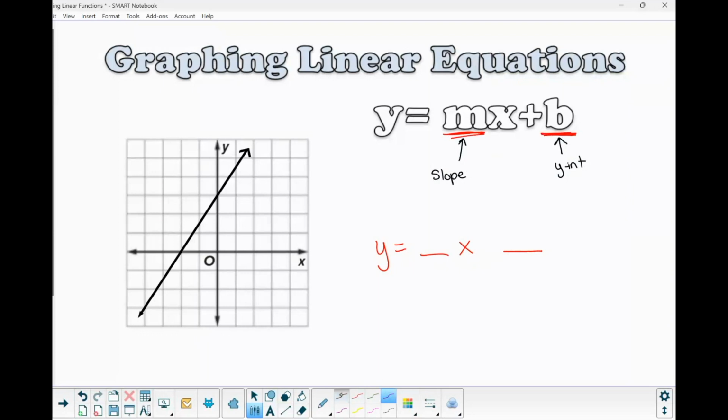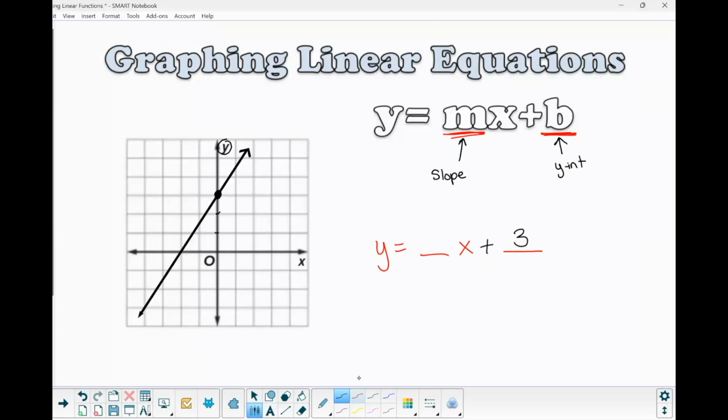Now, the easiest part for me is always the y-intercept. Where does it touch my y-axis? So if I go down, I find my point right over here. 1, 2, 3. Now, because it's above the line, it's positive 3. So we already have half of our problem done.